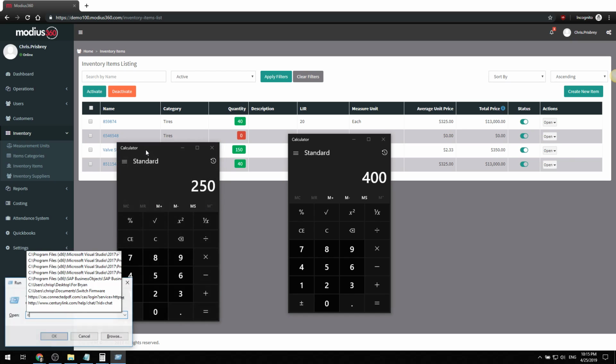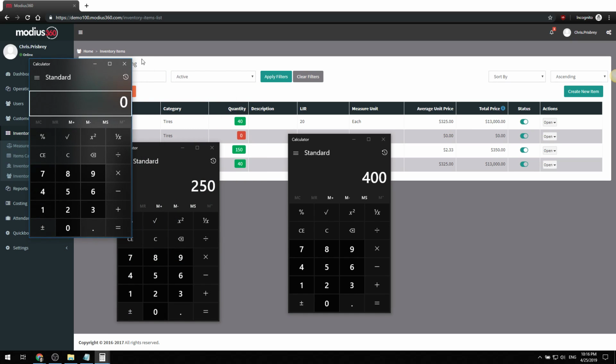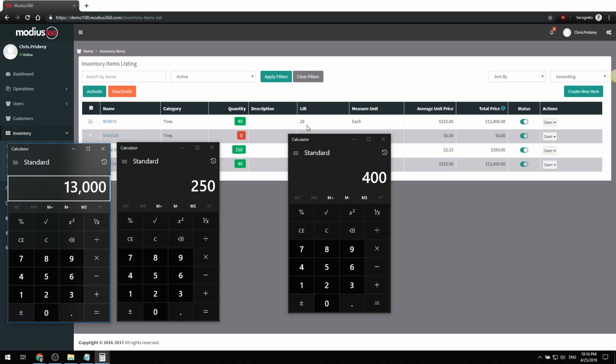So let's open up our calculator once more. And if we look here, we've now got a total price of $13,000, and our quantity is 40. And then we can see that there's 325, a unit price of $325. And so what that means is right now, if I were to go and put a tire on a truck, it would be a cost of $325 to me.